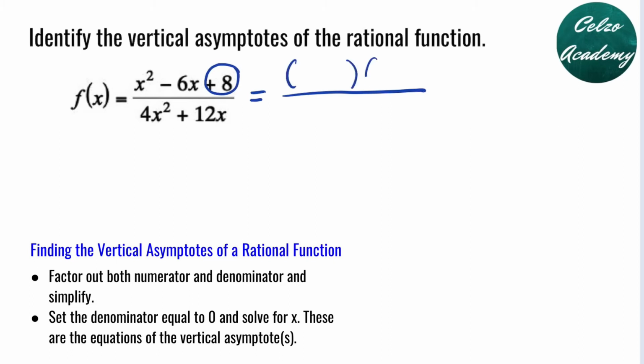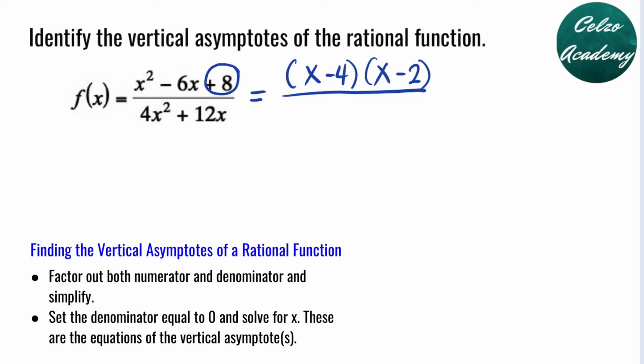What do you think are the two numbers that multiply to 8 and add up to negative 6? Negative 4 and negative 2. Negative 4 times negative 2 is positive 8, and negative 4 plus negative 2, that's negative 6, our middle term. So the numerator can be factored out as x minus 4 and x minus 2. Or you can write it x minus 2 and x minus 4.